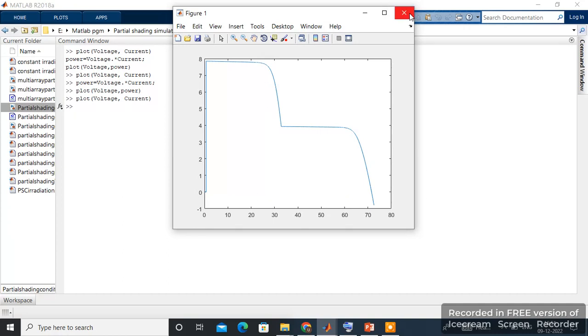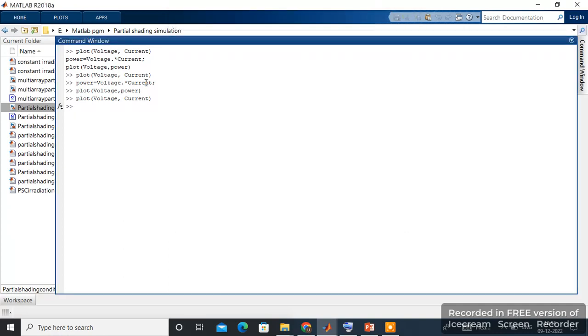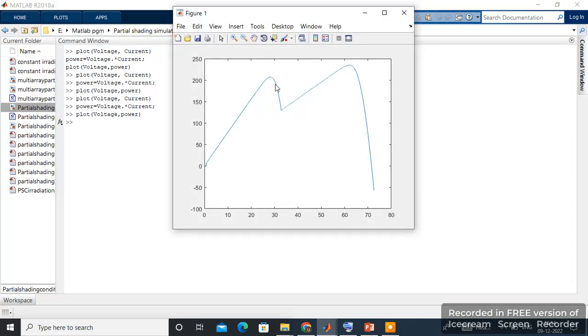Okay, and to get the voltage versus power curve, we calculate power using this equation, power equals voltage into current. Then we plot the voltage versus power curve. So this is the voltage versus power curve. This first curve is for 500 watts, and the second curve, where we obtain the maximum power of 213, is for 1000 watts.